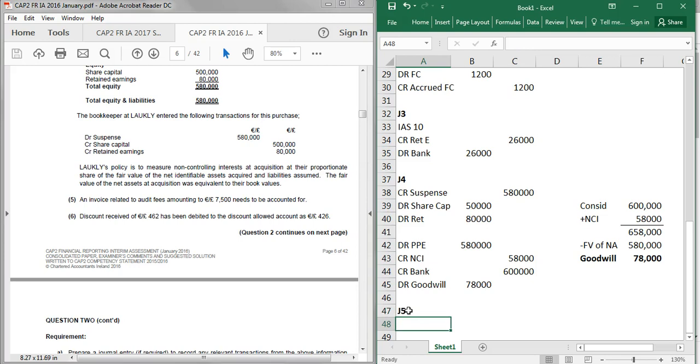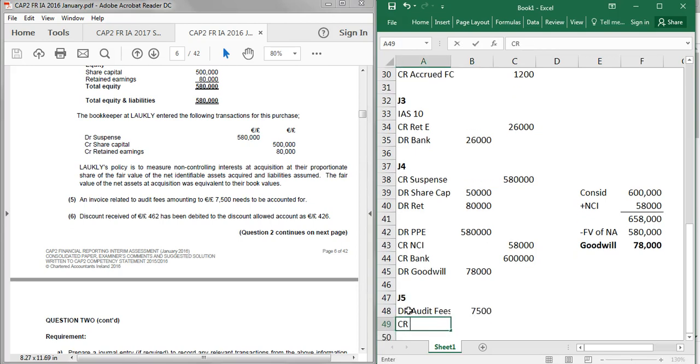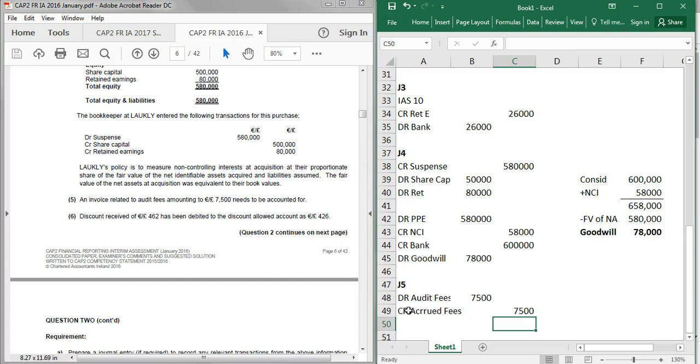We're told here an invoice related to audit fees for 7.5 grand needs to be accounted for. So this is what you'd call an accrual. It hasn't been accounted for yet. Therefore, there's no imbalance that will result in a suspense account. So there's going to be no entry in suspense account, and what actually happened was nothing. You should debit audit fees, 7.5 in the P&L, and you'll credit accrued fees, 7.5 as well. So that's in the current liabilities.